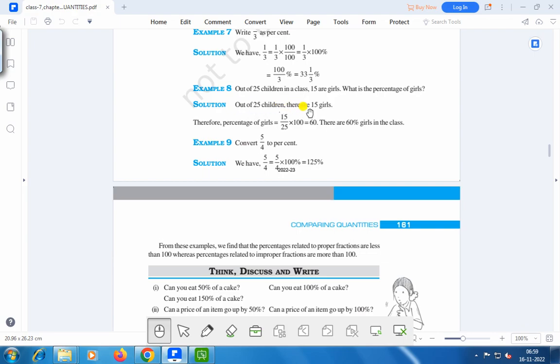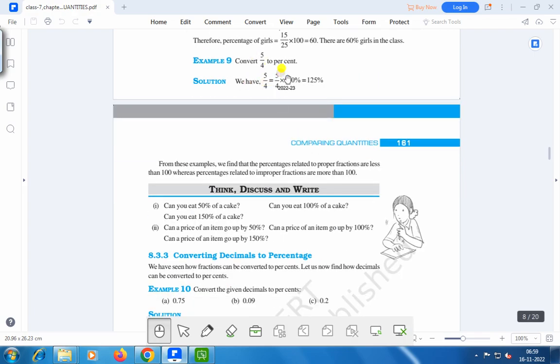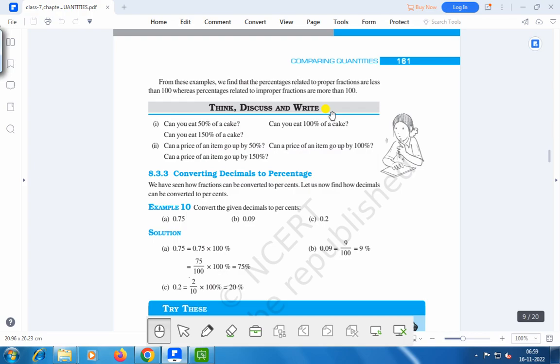Out of 25 children, there are 15 girls. That is 15 by 25 into 100%. That is, you are getting 60% girls. Right? Convert 5 by 4 to percent. That is 5 by 4 into 100%. That is 125%. Right? In this way you can convert.